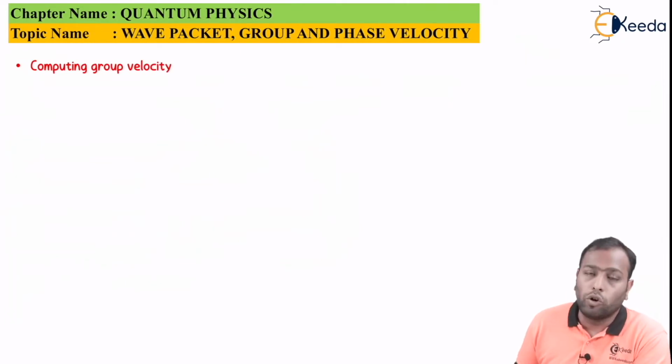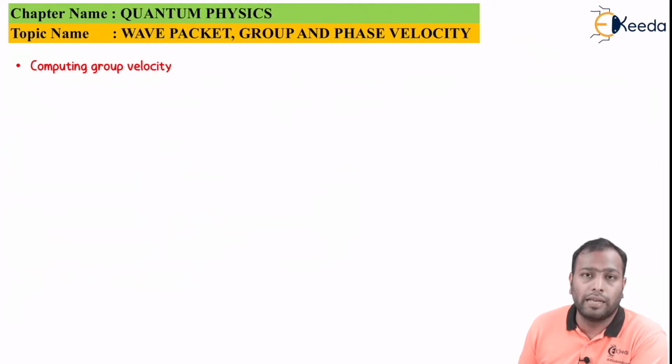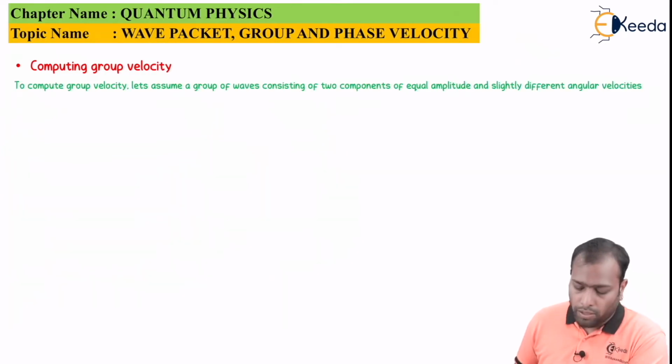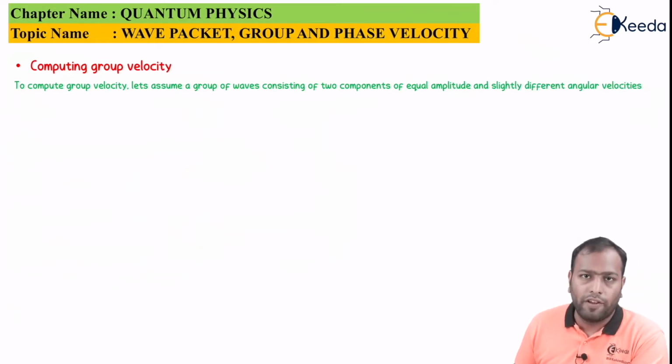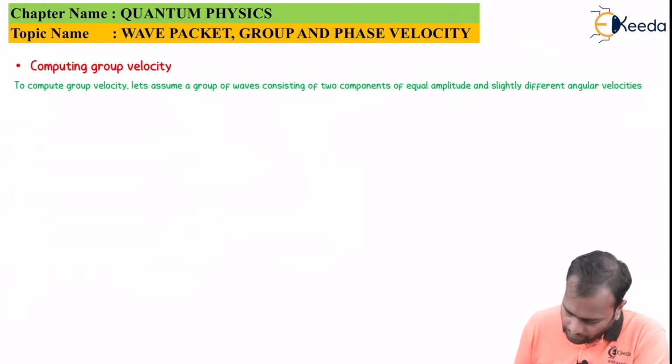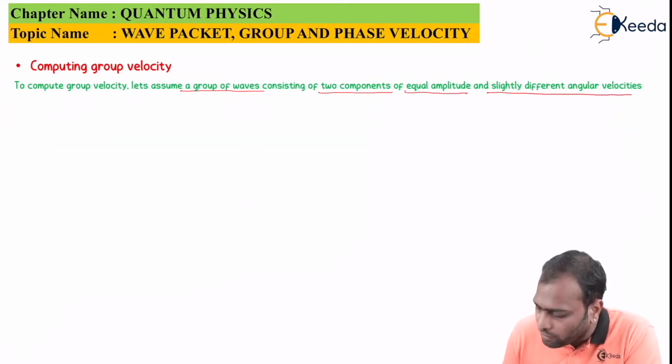Let's compute the group velocity. Since we have made the waves, we already know the wave velocity or the phase velocities. Now we want to compute the group velocity, or you can say the velocity of the wave packet. Of course, to compute group velocity, we need to make a wave packet of minimum 2 waves. So in this derivation, we'll be considering 2 waves. Let's assume a group of waves constituting 2 components of equal amplitude and slightly different angular velocities.